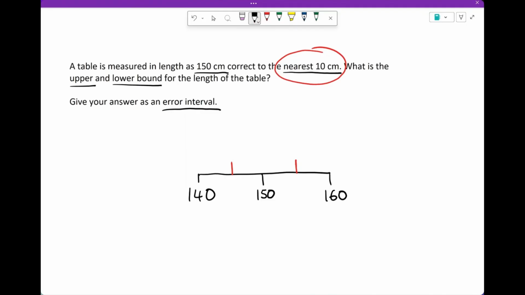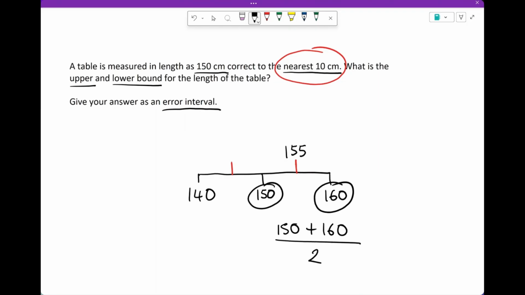So my midpoint over here would be 155. Okay, that is the central value between 150 and 160. Now, if you want a calculation for midpoint, all you do is take the two values, 150 and 160, add them together, and then divide by 2. And that would give you 155. That is a reliable calculation that will always work. And the 155, that would be my upper bound.